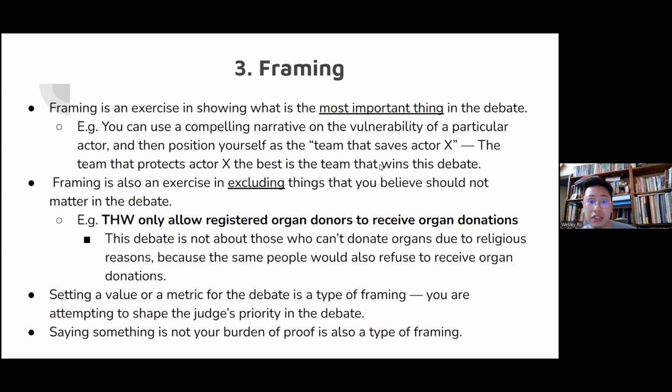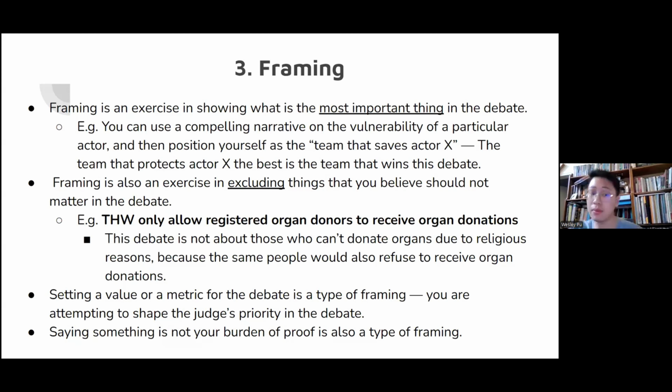Finally, the last thing to talk about is framing. Framing is important because it allows you to move a judge's mind and perspective towards what is an important part of the debate. So framing is an exercise of showing what is the most important thing within the debate. For example, you can use a compelling narrative on the vulnerability of a particular actor, then position yourself as the team that saves actor X. The team that protects actor X is the best team that wins the debate.